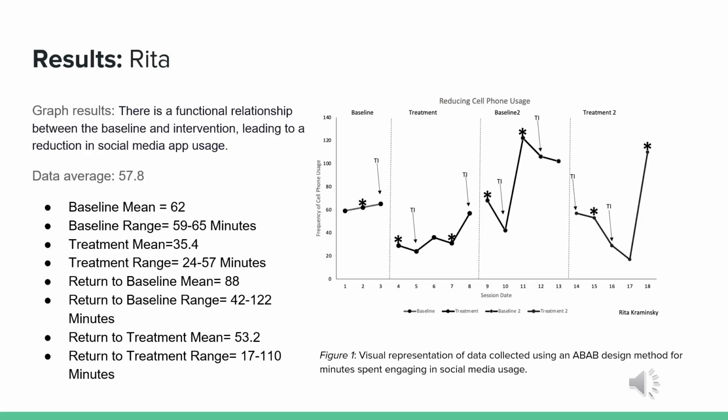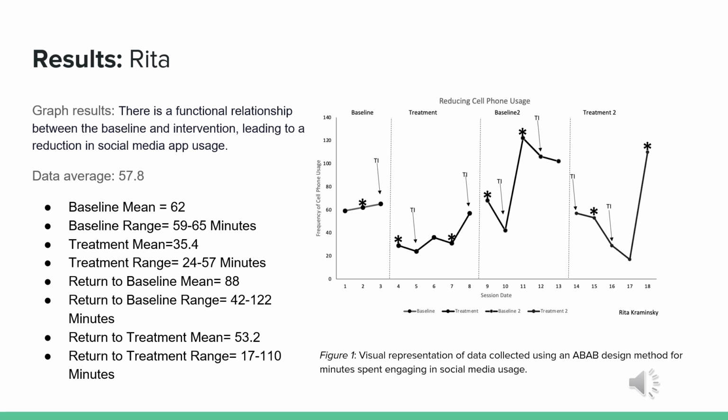Looking at this graph, it is evident that there is a functional relationship between the baseline and intervention, leading to a reduction in social media app usage. During the baseline phase, the frequency of cell phone usage is relatively high, soaring around 120. In the treatment phase, there is a significant decrease in cell phone usage frequency, dropping to around 40.